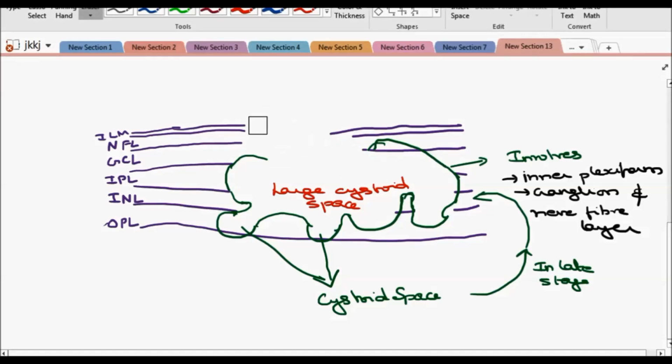This large cystoid space forms below the macula, sometimes below the fovea. Sometimes the fovea, where it develops, loses its contour and gets elevated. So there is an increase in the central foveal thickness.